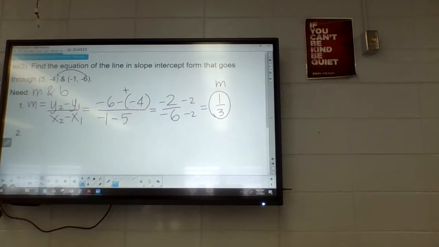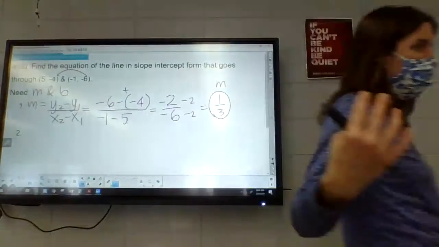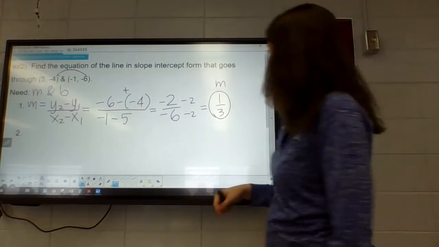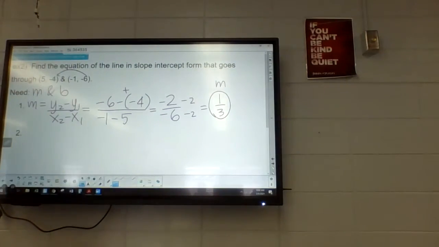So I'm already thinking about our 1 third, and 1 third does not work as nicely as 1 half. It's just what it is. 1 third as a decimal is 0.3 repeating. So it's likely that we're going to end up with a crazy decimal in this case. So there's our m. We need to find b.